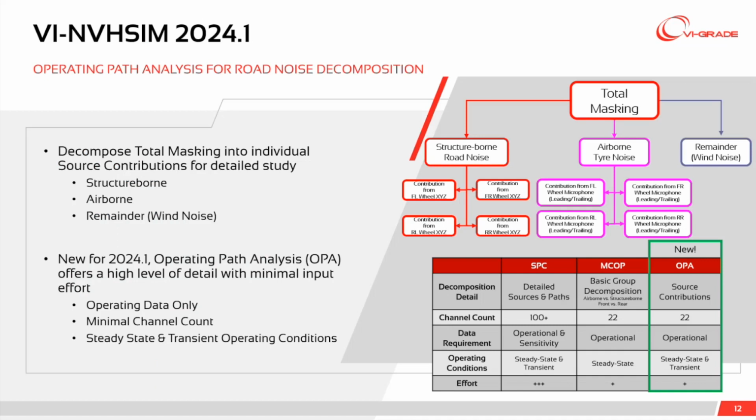The function of this is to decompose the total masking sound that we may have from a measured scenario into individual source contributions that we can study in great detail. We might want to do this to understand the root cause of specific road noise phenomena or to simply separate the road and wind noise. Remember in that early slide, what we had was the road noise, basically structure-borne and airborne, radiating from the various tires. But also separately, we have the wind noise. We might want to be able to separate those. From a test and measurement standpoint, sometimes that's very challenging.